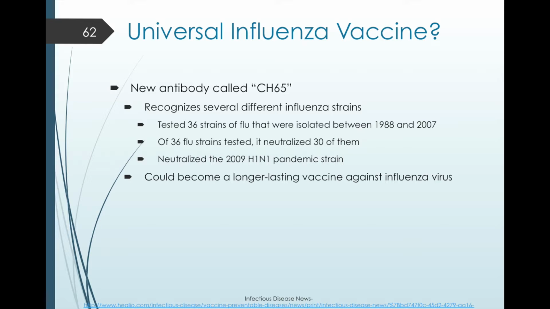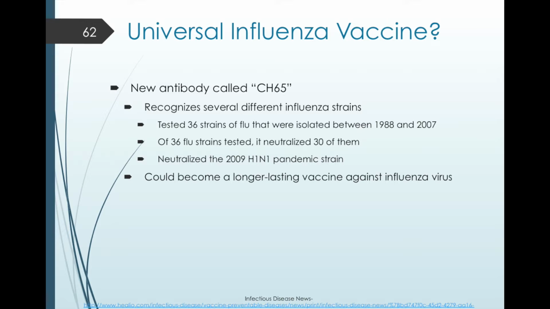There's a new antibody that's been discovered in recent years called CH65. This antibody is able to recognize several different strains of flu. There were 36 strains of flu that were isolated and tested. These were from 1988 and 2007. Of the 36 strains that were tested, CH65 was able to neutralize 30 of them. So there were only 6 of the 36 that this wasn't able to neutralize.